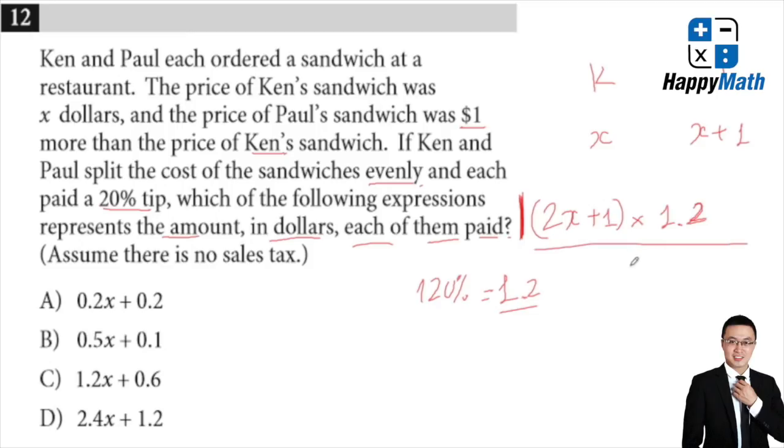If you divide by 2, you will have here 6. You can cancel: here is 1.2 divided by 2, here is 1, and here is 0.6, and expand 0.6 times 2x. We got 1.2x plus 0.6. So the final answer is C.